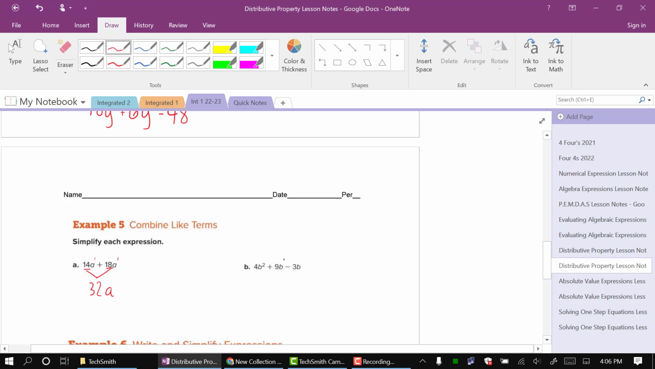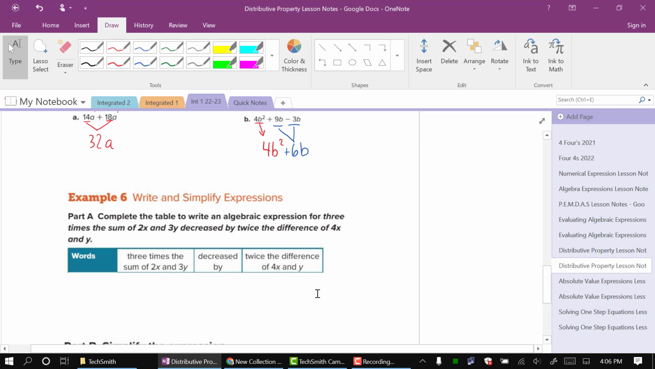Now let's take a look at this one. So we have b squared, we have b and b. With the b squared, it has no other like term, so we're just going to bring that down for b squared. We have a 9b and we have a negative 3b. So 9 minus 3 is going to be positive 6. And then we're just going to copy down the variable of b. And now that is simplified because I cannot put b squared with b. Those are two different terms.